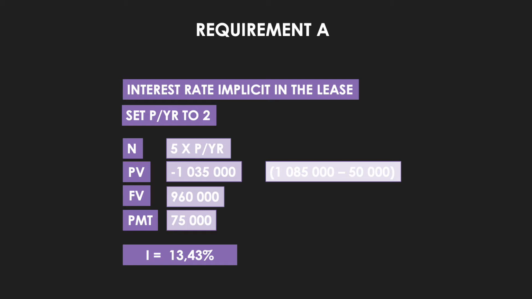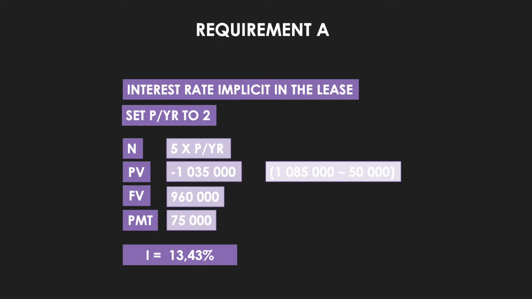So first thing you need to do is set your financial calculator to 2 payments per year. Once you have done that, we can now go and fill in all the other variables. So N represents the non-cancellable lease term. The lease term is 5 years, but payments are made twice every year. So you take your 5-year lease term and you times it by your payments per year being 2.